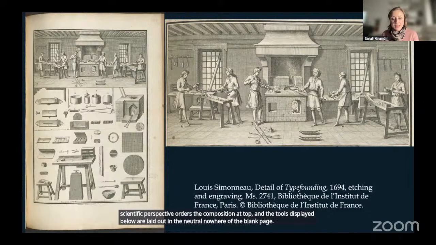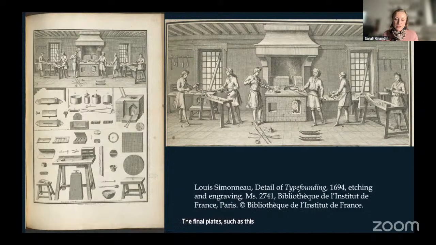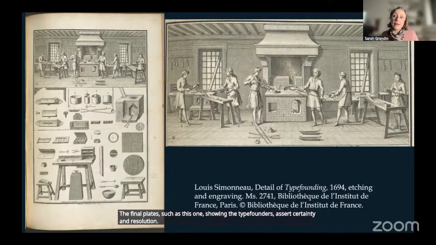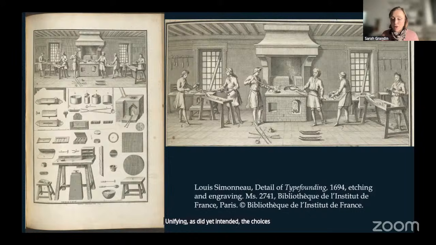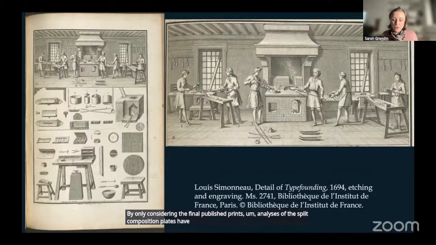The final plates, such as this one showing the type founders, assert certainty and resolution, unifying, as de Billette intended, the choices printmakers and artisans made throughout the circuitous path of producing images such as these. By only considering the final published prints, analyses of the split composition plates have ascribed a disproportionate degree of certitude to their authors and illustrators.